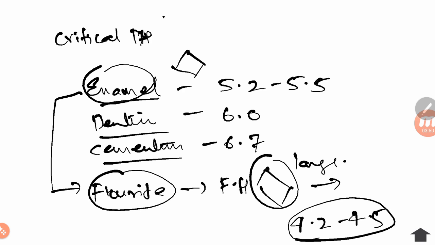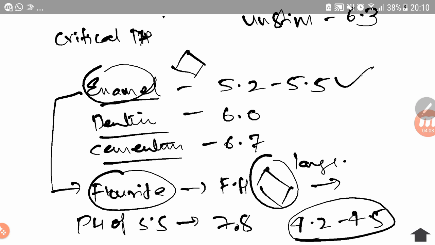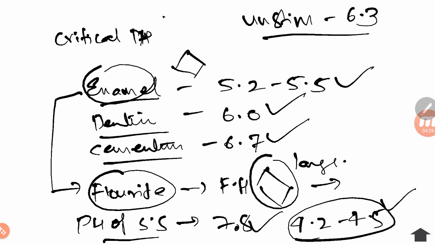Okay. So apart from this, I want you to make a note about the pH of the stimulated saliva. The pH of the stimulated saliva is 7.8, whereas the pH of unstimulated saliva is 6.3. So please make a note: enamel critical pH is 5.2 to 5.5, fluoride-treated enamel critical pH is 4.2 to 4.5, dentin critical pH is 6, cementum critical pH is 6.7. The pH of stimulated saliva is 7.8 and of unstimulated saliva is 6.3. These are very important questions related to the pH of the dental hard tissues and the saliva.